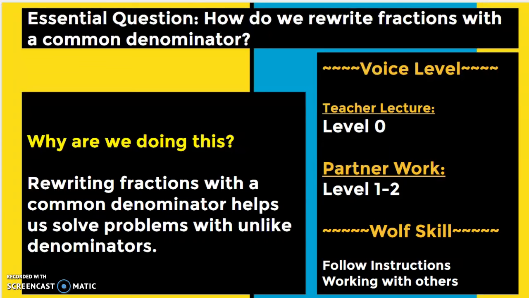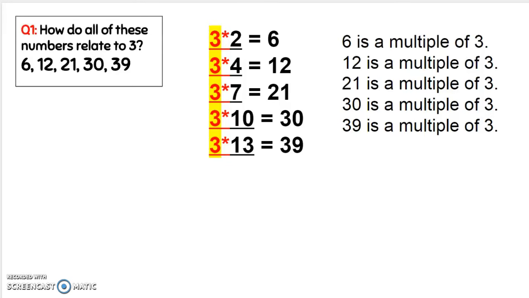So the goal is basically to go from fractions with unlike denominators and just rewrite them so they have the same denominator. In order to do that, we're going to back up for a minute and look at some vocabulary. And actually, first we're going to start with a question. The question is, how do all of these numbers relate to 3?